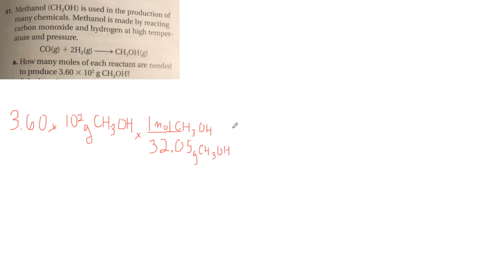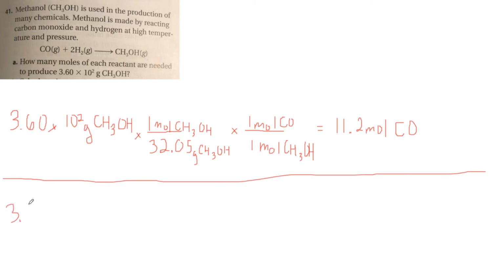Then we multiply that by the mole ratio, which would be 1 mole of CO over 1 mole of methanol. So we do this 1-to-1 ratio because there's no coefficients in front of CO and there's no coefficients for methanol. And once we multiply and do the full equation, we get 11.2 moles of CO.